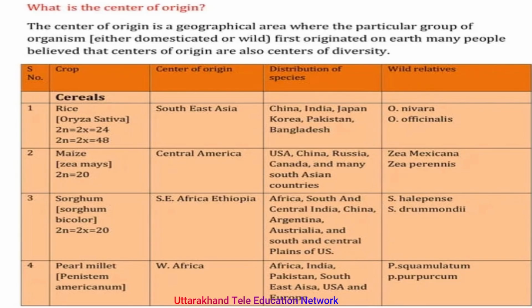Fourth is pearl millet. Center of origin is West Africa, and distribution of species are Africa, India, Pakistan, South East Asia, USA, and Europe. And wild relatives are purpurcum, and pearl.